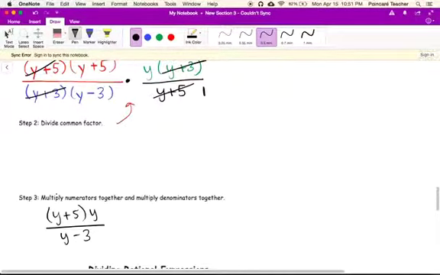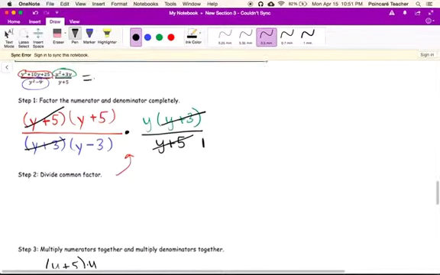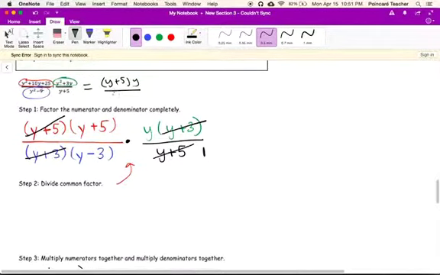About the multiplying part: when you say multiply here, it's enough to just leave it like this, because there's a multiplication symbol here. You don't need to go and distribute or anything like that. So the product of these two factors is going to be y plus 5 times y over y minus 3.